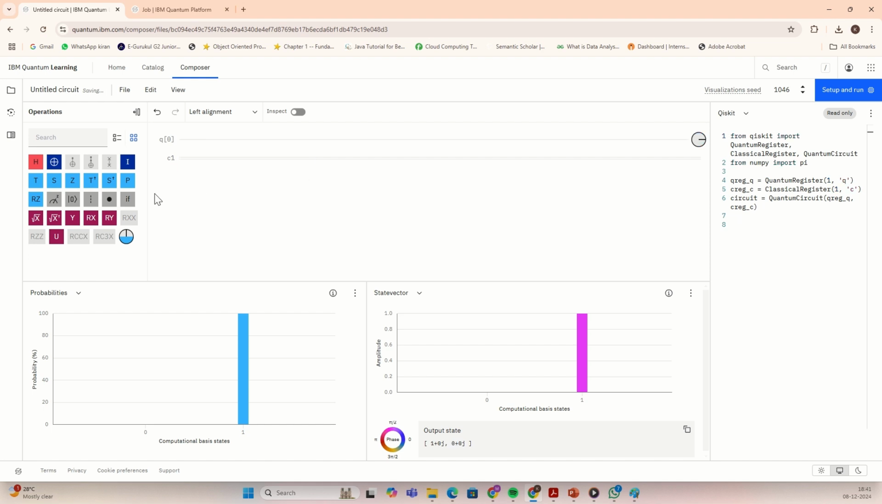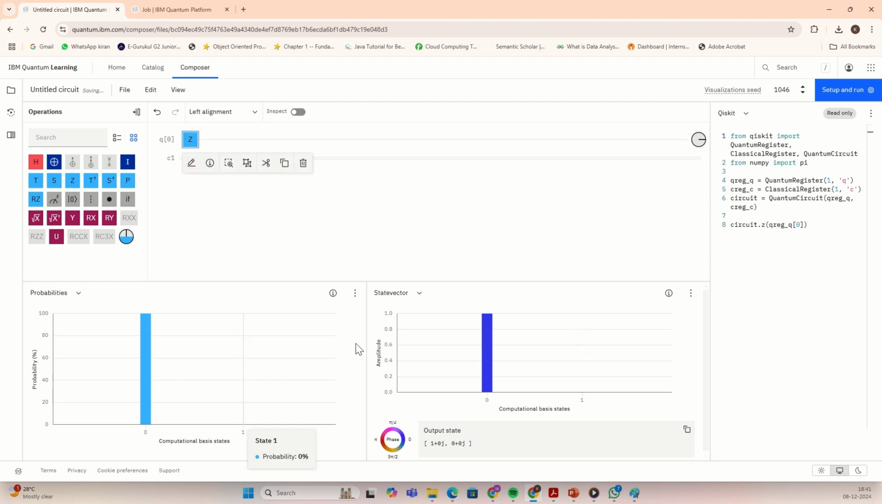Then we will see how the Pauli Z gate operates. Suppose I am applying the Pauli Z gate over here. So what happens? As we know, when we apply |0> to the Pauli Z gate, we get the output as 0 only. So here you can see we are getting the output as 0 only. So the equation didn't change.